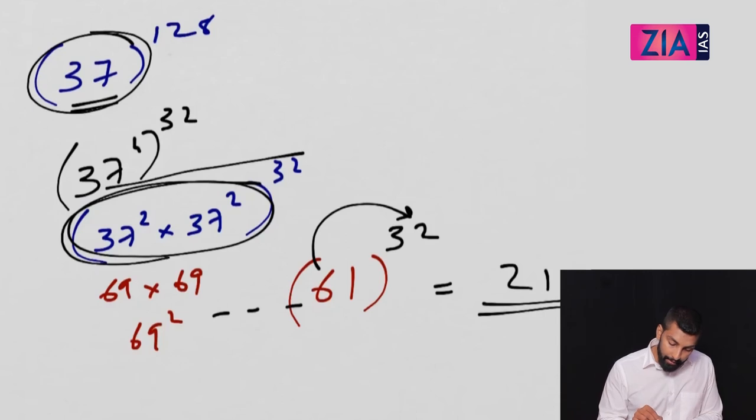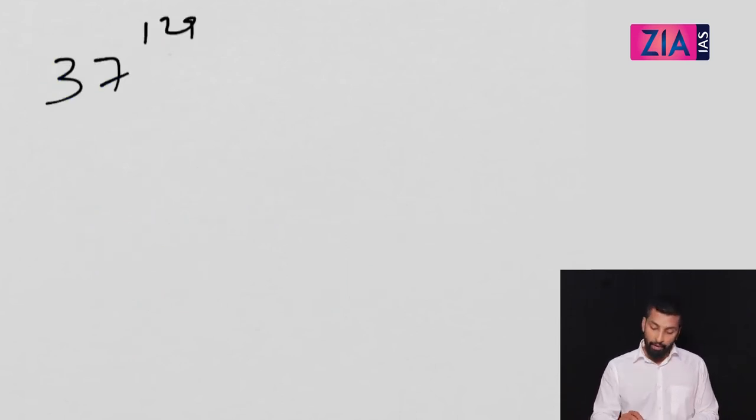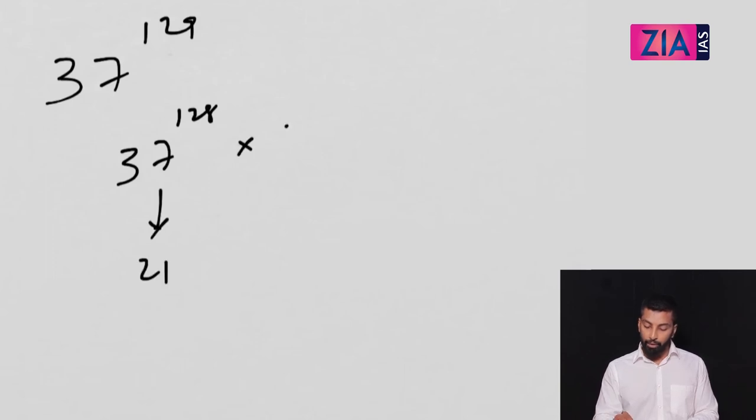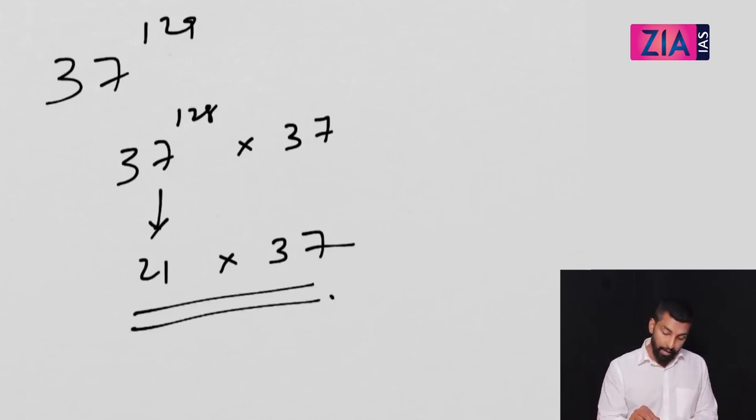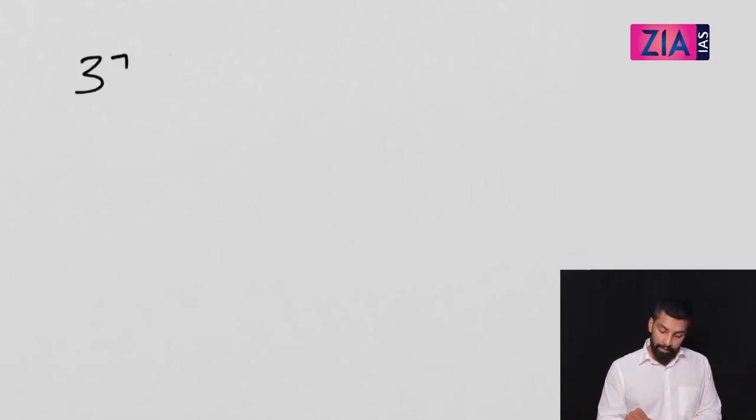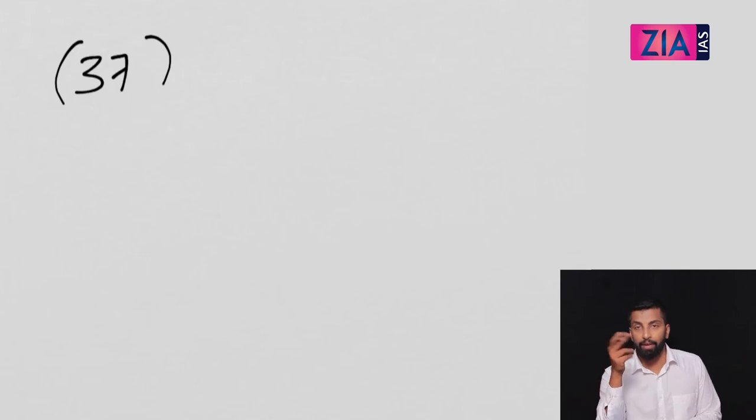What else you can get is 37 raised to 129. Then you will write it as 37 raised to 128. You got the answer 21 into 37. So basically into 37. So you get the answer here, okay? Or you get 37 raised to, no, instead of 37 you can get 47, 57, 67 or whatever it is. You use the same method only, okay?